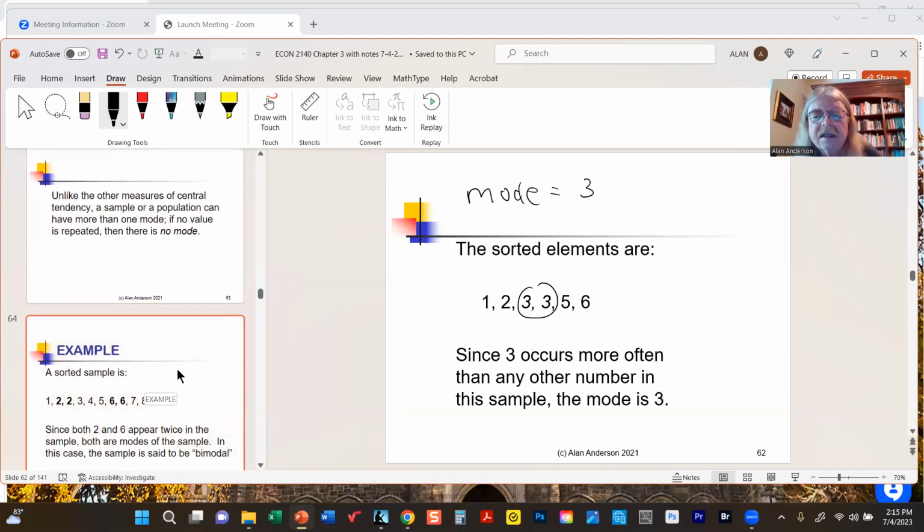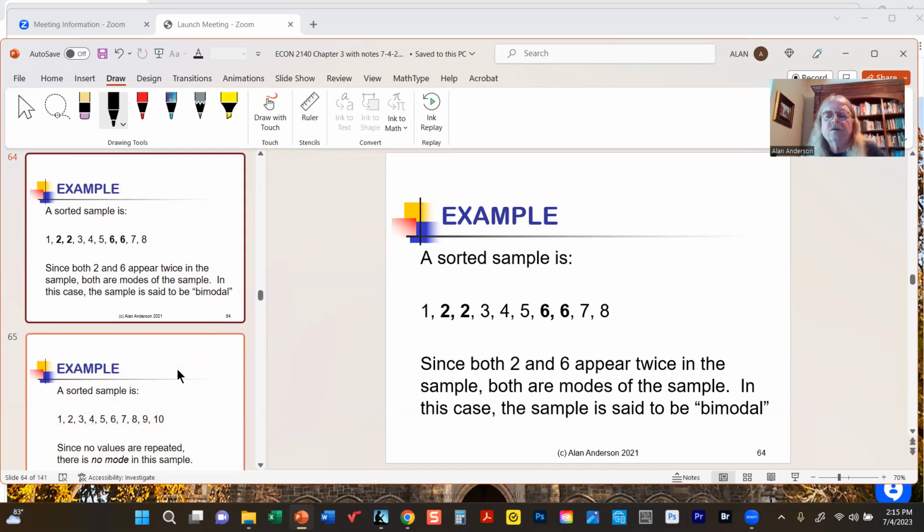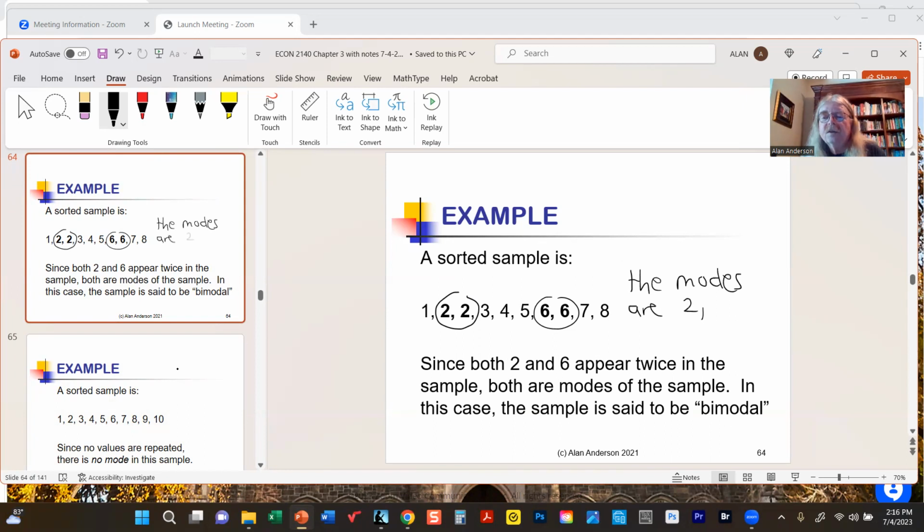Now here's another case. Let's say we have another sample and the sorted values look like this. Well, you can see there's a tie for first place, so to speak. In other words, the most frequent values are the 2 and the 6. So we say that 2 and 6 are the modes of the sample. So there's 2 of them. And so we describe this data set as bimodal, where clearly the bi means 2. All right. And you can have 3 or 4 or 5. There's no limit to how many modes we can have.